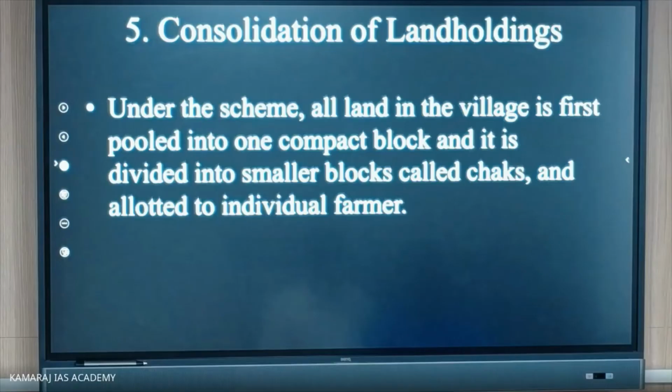Ma'am? Yes, sorry. Ma'am, the ceiling of the land holdings, அதோட definition மட்டும் மறுபடியும் explain பண்ணுங்க.